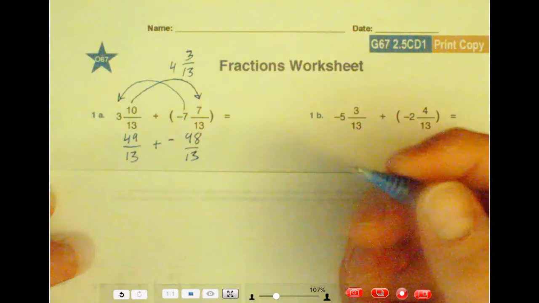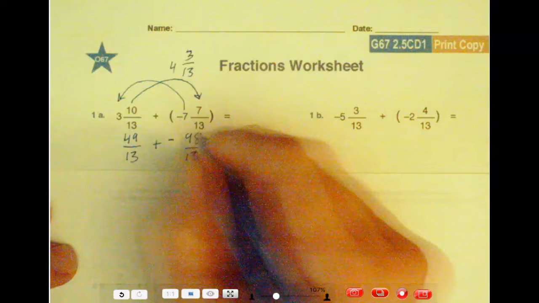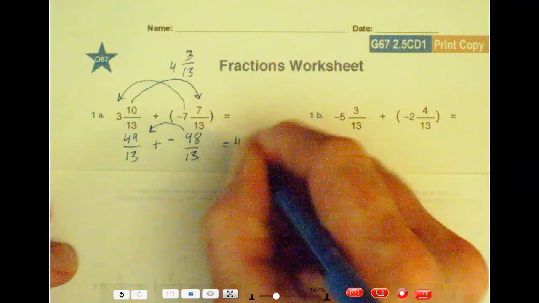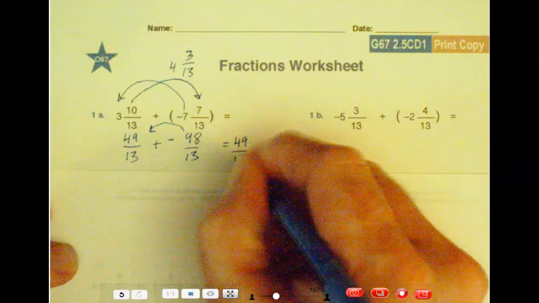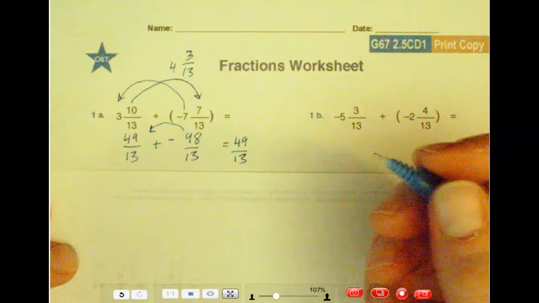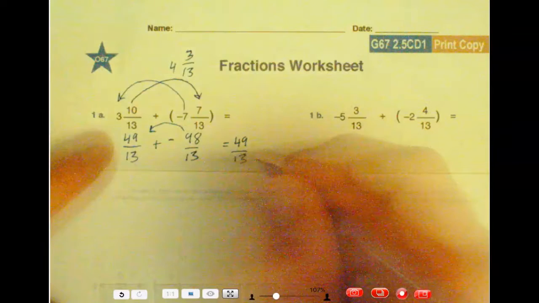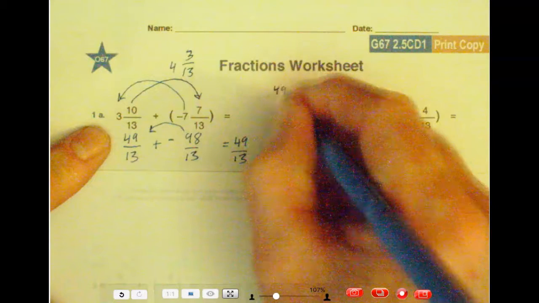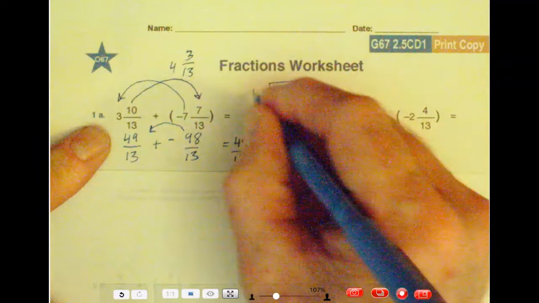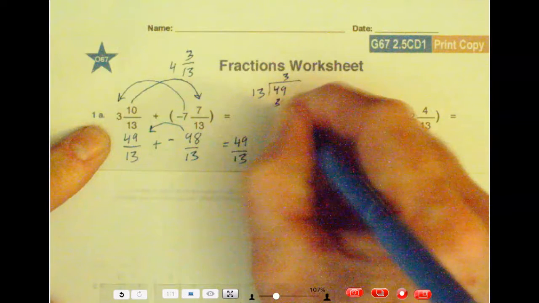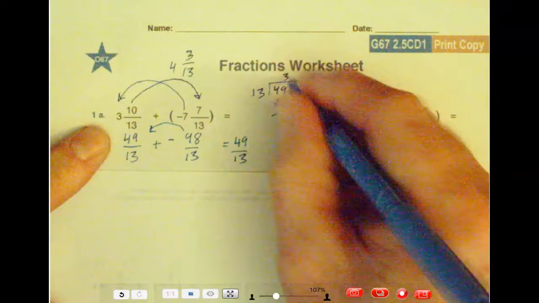Now you can find the difference. 98 minus 49 is equal to 49/13, which, as you remember, is going to be 3 and 10/13. Right up here, we have that same thing. But if you're not sure, you can just do 49 divided by 13. Here's your 3 times. Here's your 39. There's your 10 left over. 3 and 10/13.